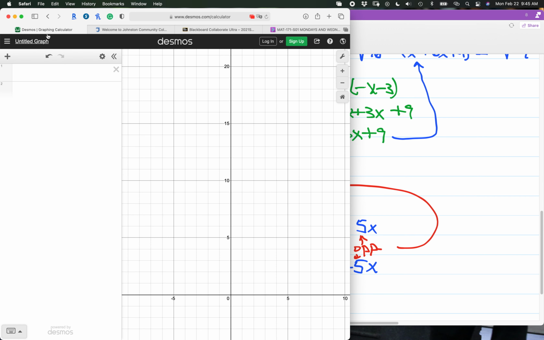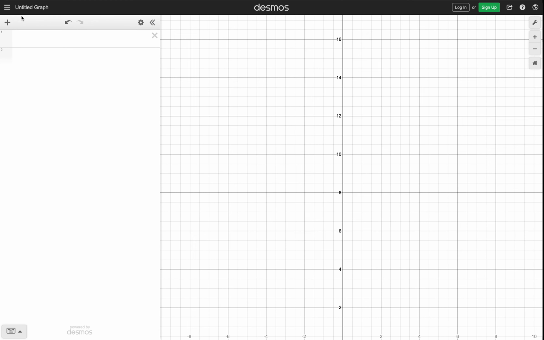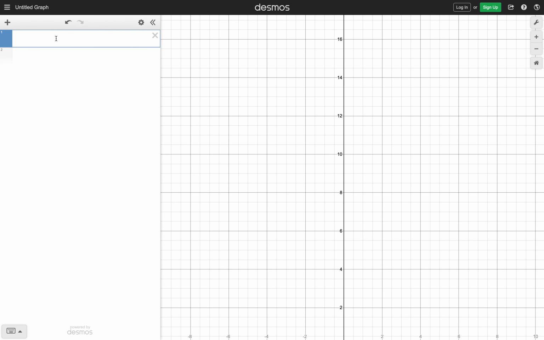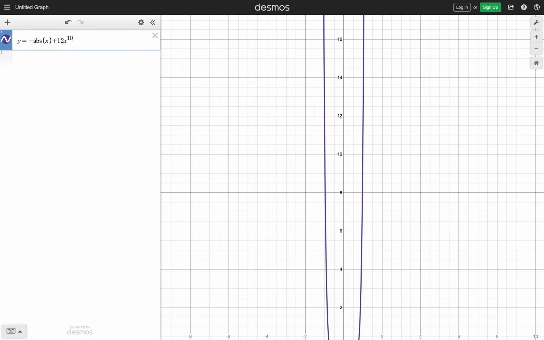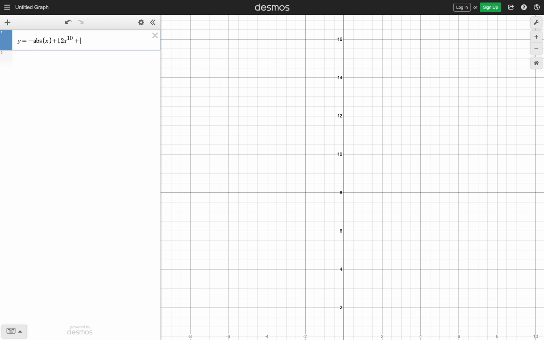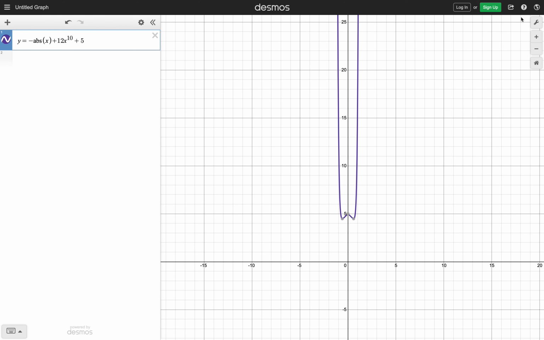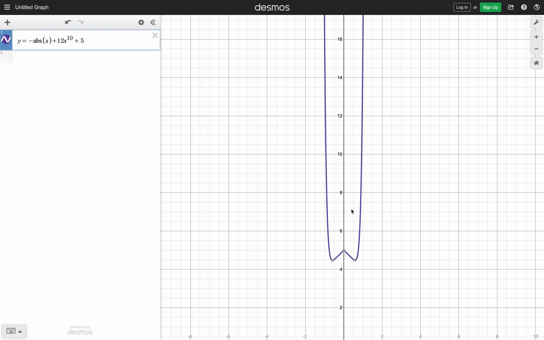See, for what we have in the case of Desmos. So you have, for 34, y is equal to the negative of the absolute value of x, plus 12 times x to the 10th, followed by the addition of 5. If you notice, this is going to be an even function because you have symmetry with respect to the y-axis. To the left and to the right of the y-axis, we have sets of points at equal distance from the y-axis and also on the same level.